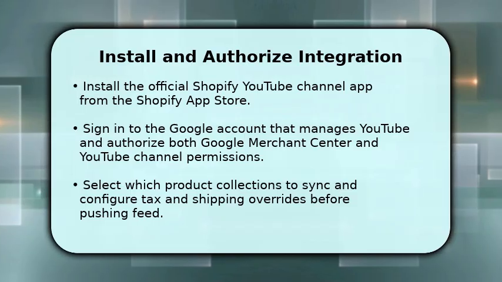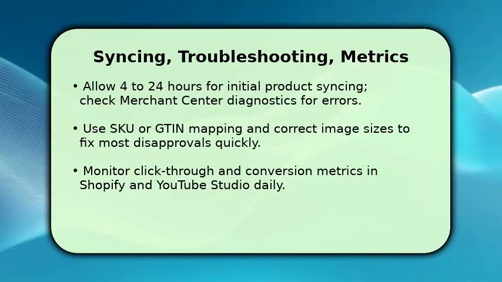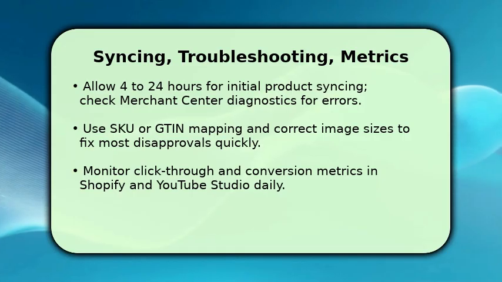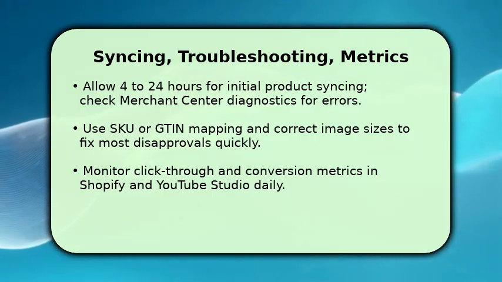After setup, allow 4 to 24 hours for initial product syncing and indexation. Then check Google Merchant Center diagnostics for feed errors and policy disapprovals. Most issues are fixed by SKU or GTIN mapping, correct image sizes, and accurate pricing. Update listings in Shopify and resubmit the feed. If listings fail repeatedly, revoke and reauthorize permissions or contact Shopify support.